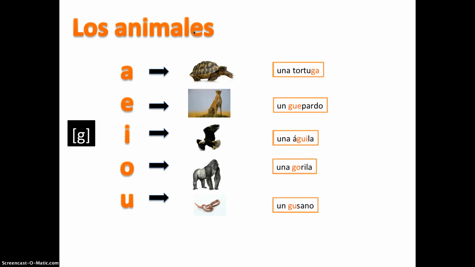So again, we're using the G to make this sound, just like in English, but notice again the E and the I are slightly exceptional. With the guepardo for the cheetah and the águila for the eagle, we have a G-U-E and a G-U-I. So look at them and say them again and notice the spelling difference. Una tortuga, un guepardo, una águila, notice the accent on the A, una águila, una gorila, and finally un gusano.